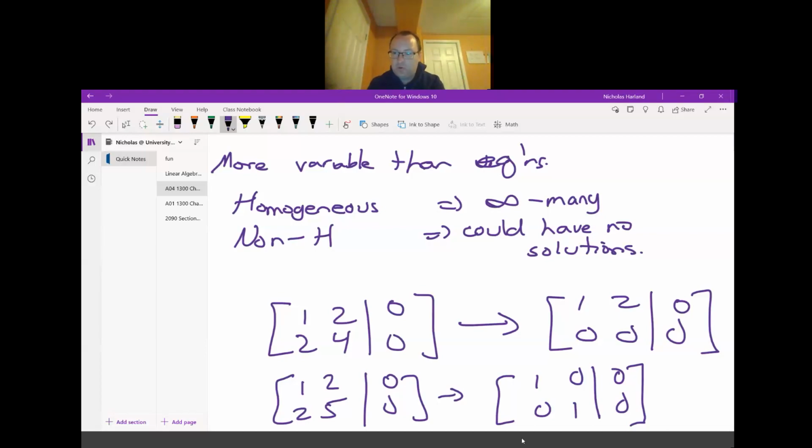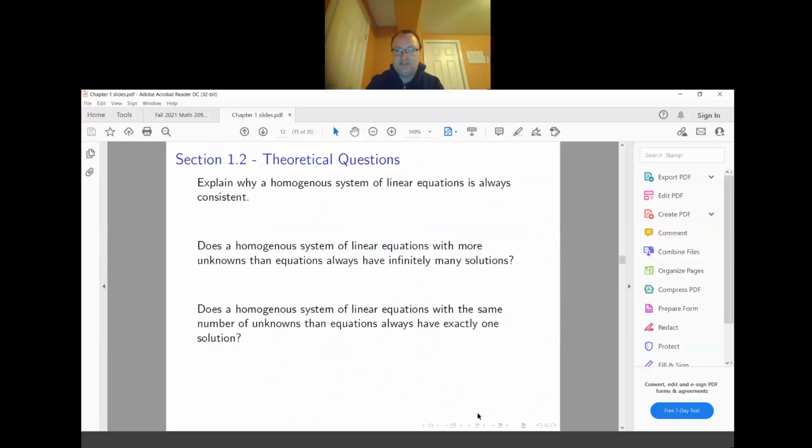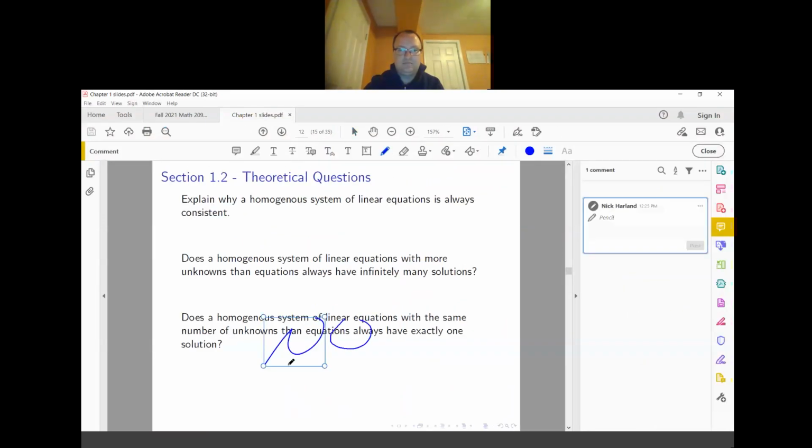So if there's more unknowns than equations, we get a lot of information. But if there's the same number, unfortunately, we can't draw any conclusions to begin with. Homogeneous or non-homogeneous. So we get nothing. This doesn't help us at all. But this is a nice one, because in this situation, we know exactly how many solutions there are, and we don't even need to do any work, which is kind of nice.